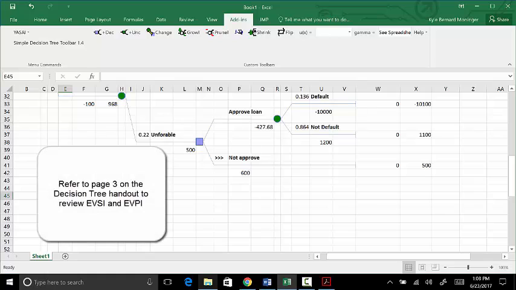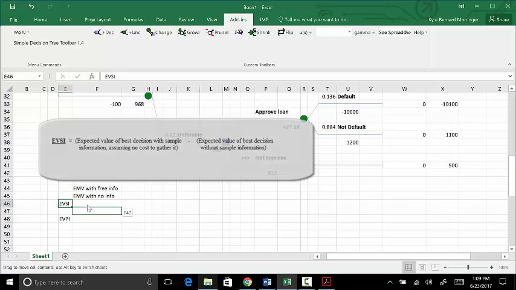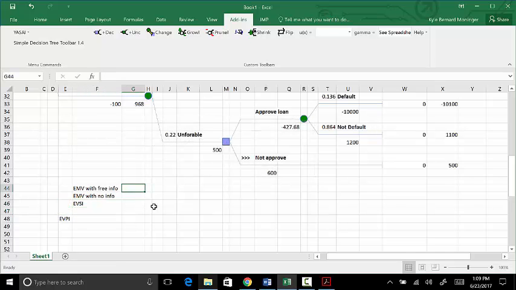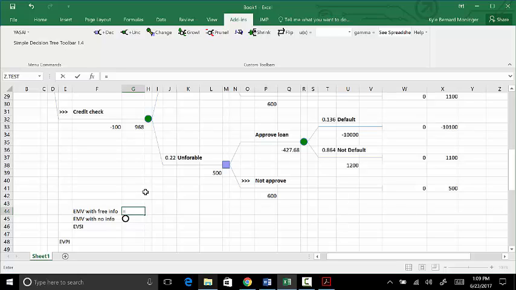We're also asked to calculate the EVSI and the EVPI. The EVSI we'll find by taking the difference between the EMV with free info and the EMV with no info. My EMV with free info I find by taking the EMV of where I purchased additional sample information, so where I got the credit check. So that would be the 968. But I'm assuming that it's free information. So that $100 that I paid for the credit check, I'm adding back on.